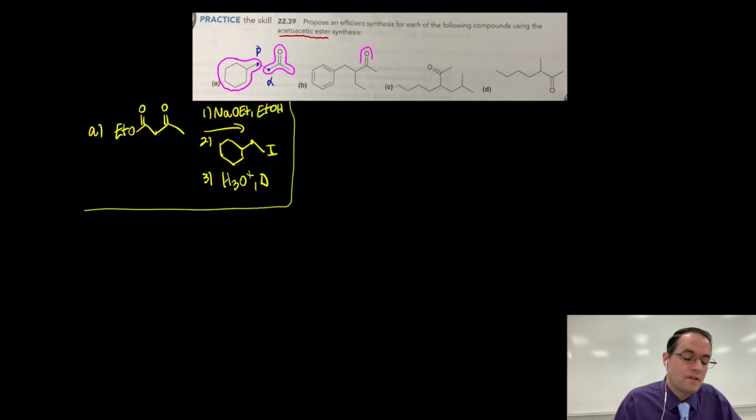In B, be careful to highlight the alpha carbon in your starting structure, okay? Like so. And let's highlight it and label it, okay? So remember again, that alpha carbon comes from the ethyl acetoacetate. And so what are we adding? We're adding a benzyl group, and we're adding an ethyl group, okay? So we want to start with ethyl acetoacetate once again.